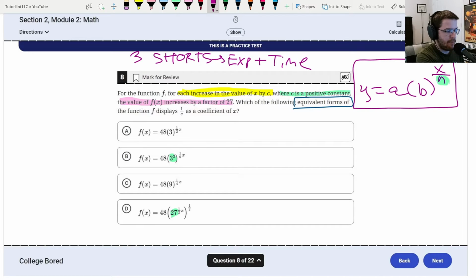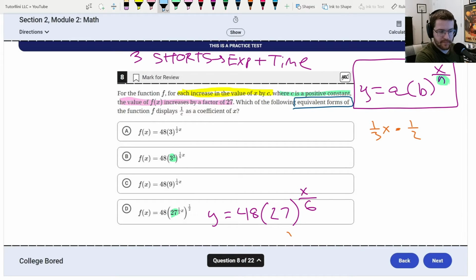So we want to make it look like that. Well, 27 to the 1/3 X to the 1/2. When you raise a power to a power, we just multiply the powers together. And 1/3 X times 1/2 is equal to 1/6 X, or X over 6. So hopefully you guys are seeing, oh, we got a multiplier of 27. That's what the question was talking about. And we've got an interval of 6.